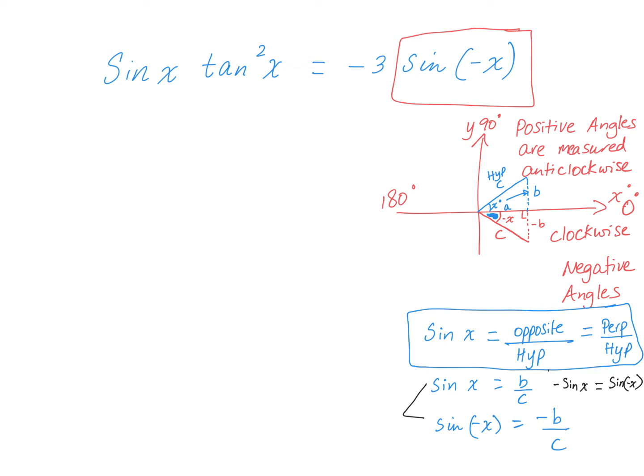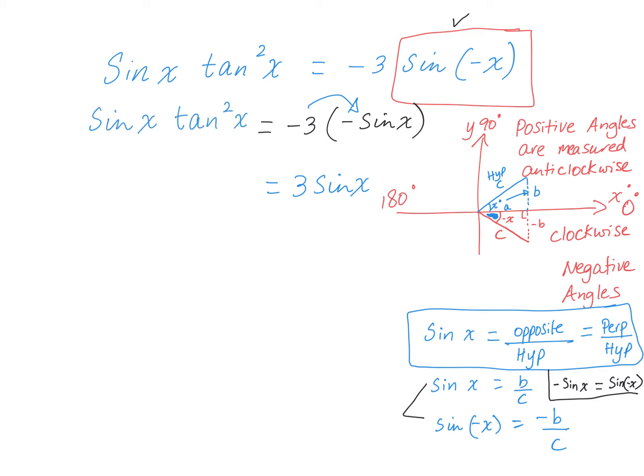And this conclusion is powerful because we can use it right here in this box. If I replace sine of negative x by negative sine x, this is what I get. And when I distribute the negative 3 inside, this becomes a positive 3 sine x. So we're trying to solve the value of x. We want to find all the values of x.